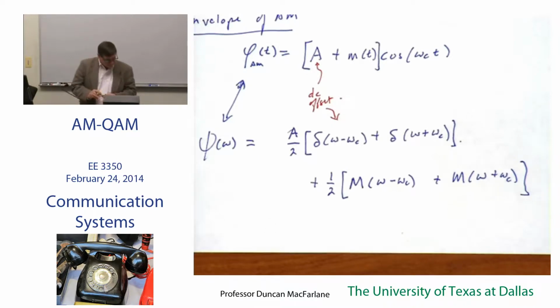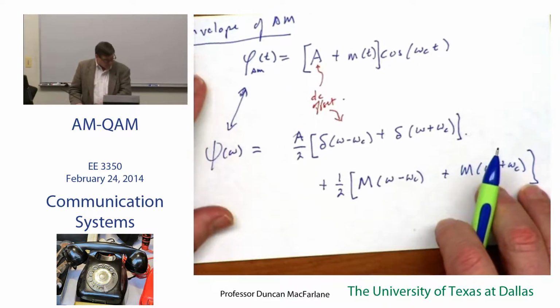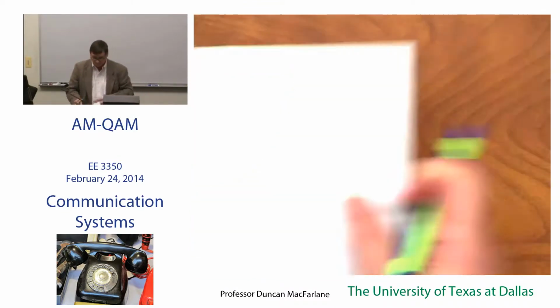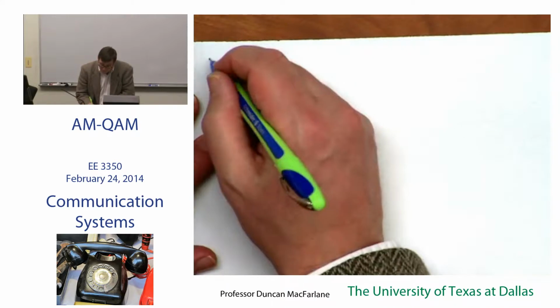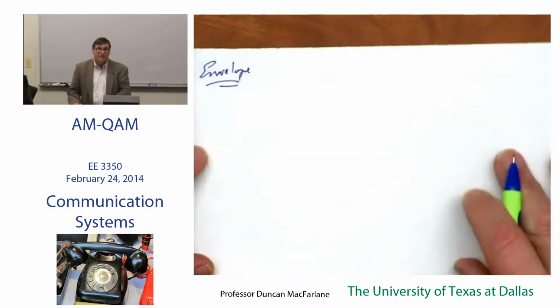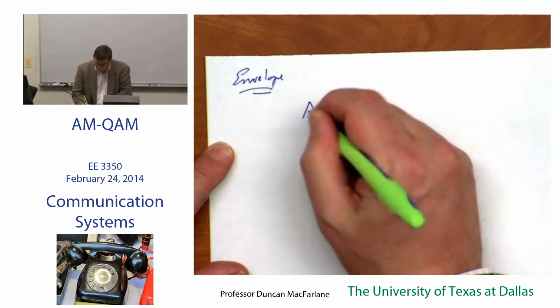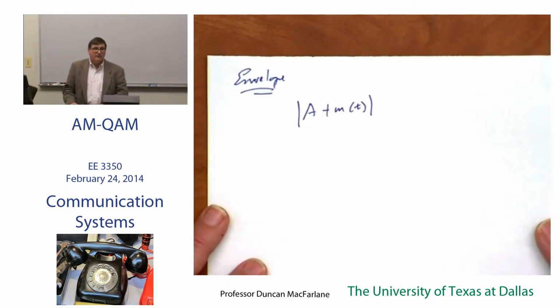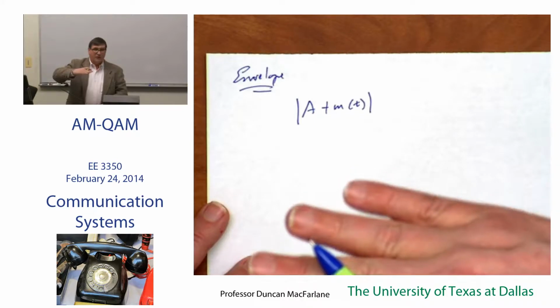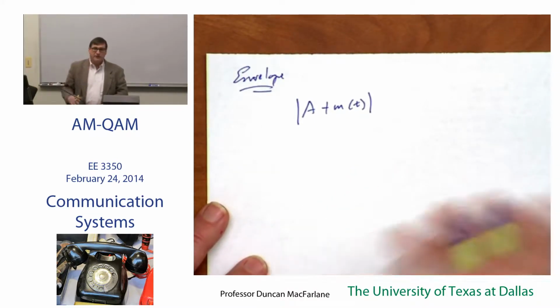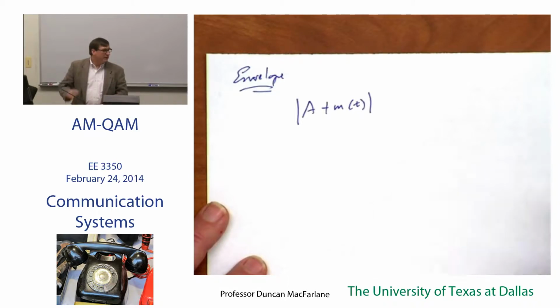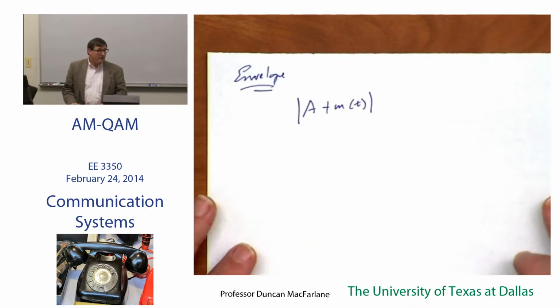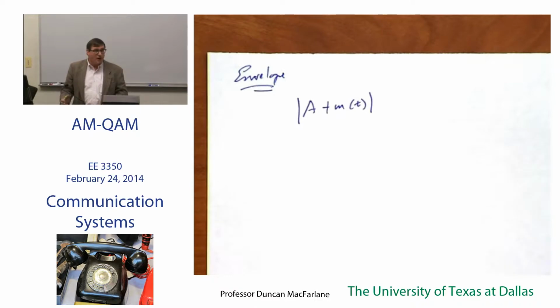Okay. So the envelope. This envelope is the magnitude of A plus m(t). On the actual signal itself, I'm shifting the cosine up and down by a DC amount, and the shape of the time signal, how the cosine omega_c t is modulated, the envelope of that is proportional to m(t).